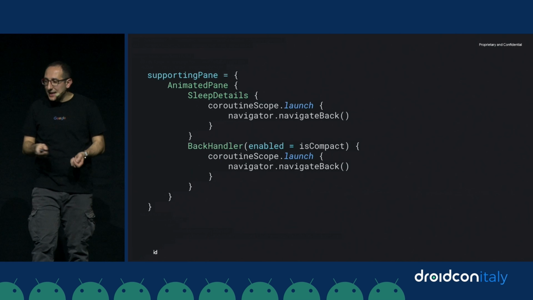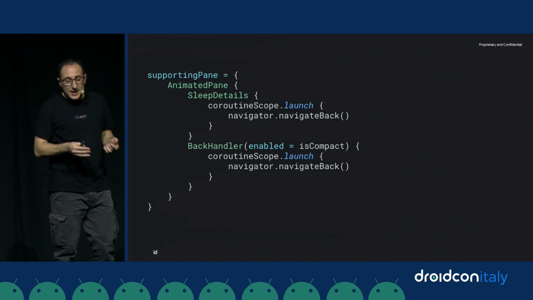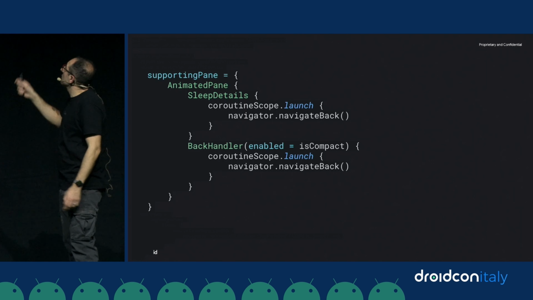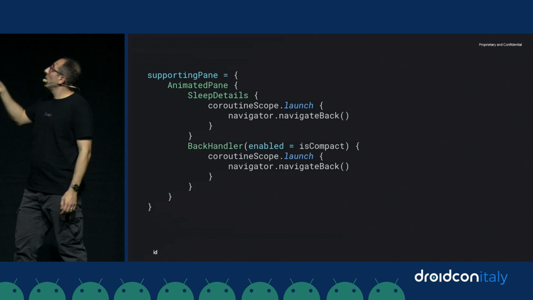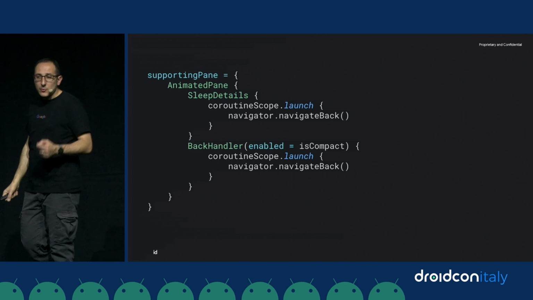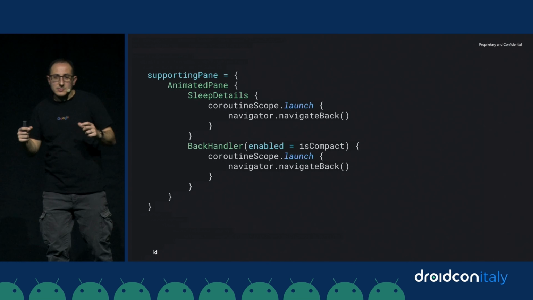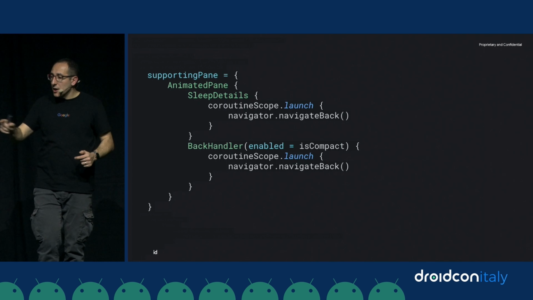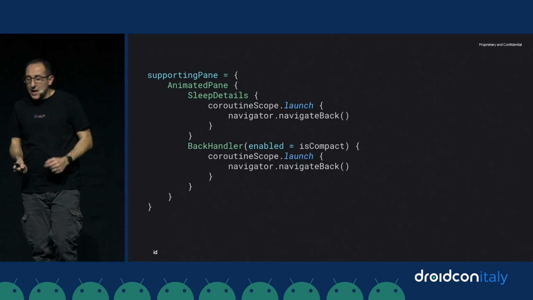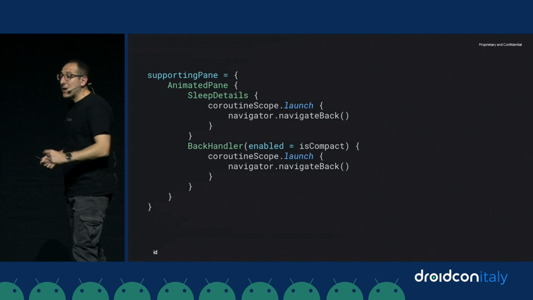But how is our support going to look? Well, slightly more complicated, but not much. What we have here is exactly the same thing because we have our composable, and now our navigator will navigate back. Basically, when we want to close with the button that we already had in our UI, we invoke the navigate back. But there is another little piece that we need here, which is the back handler.